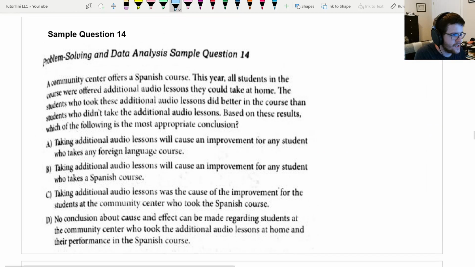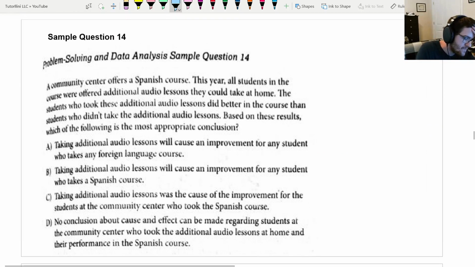Okay, this is a statistics conclusions question. This year, all students in the course were offered additional audio lessons. The students who took these additional audio lessons did better in the course. Based on these results, which of the following is the most appropriate conclusion?